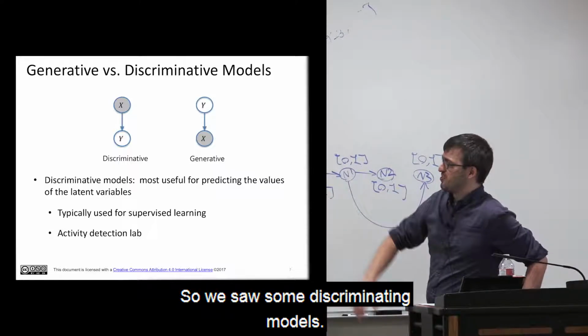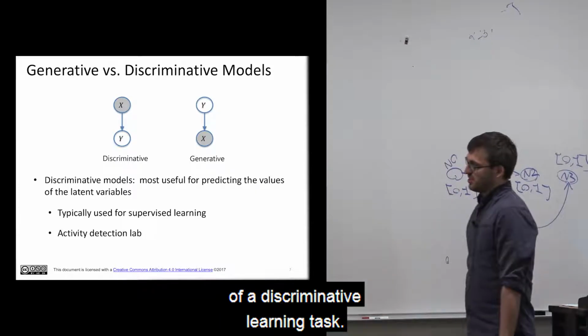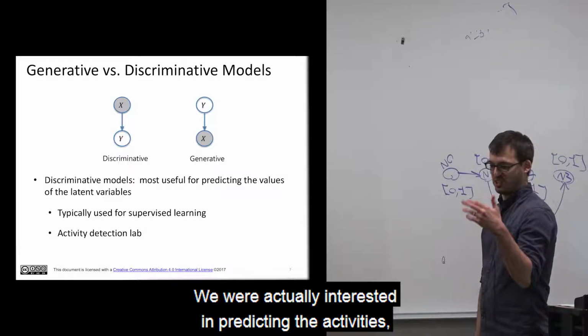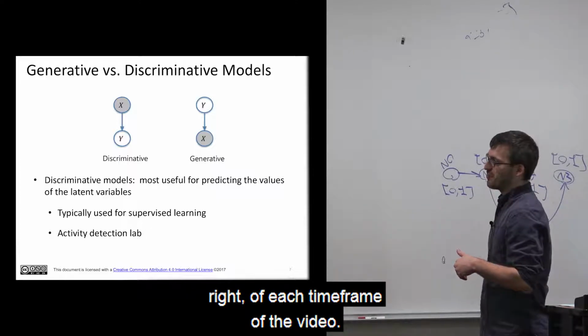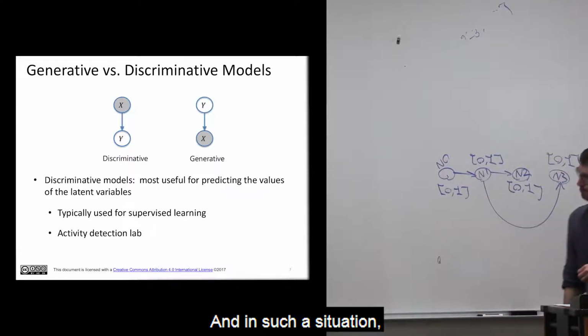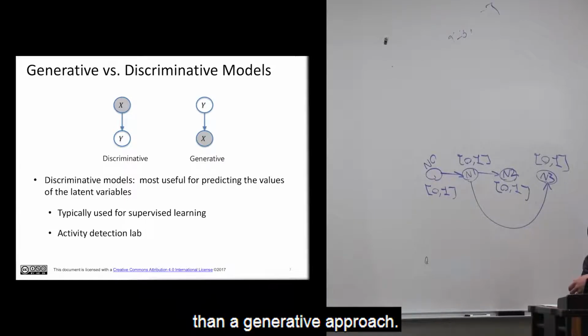So we saw some discriminative models. In fact, the lab you just did would be really an example of a discriminative learning task. We were actually interested in predicting the activities, right, at each time frame of the video. And in such a situation, we would prefer a more discriminative approach rather than a generative approach.